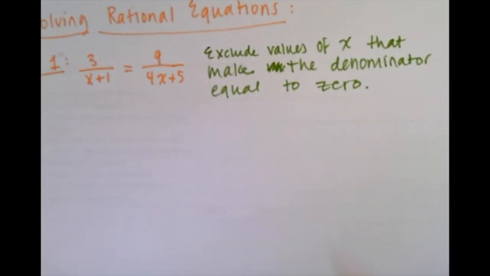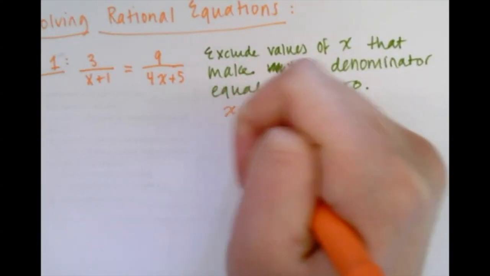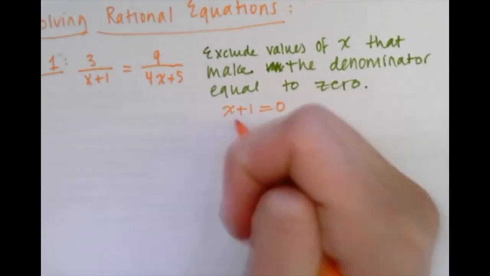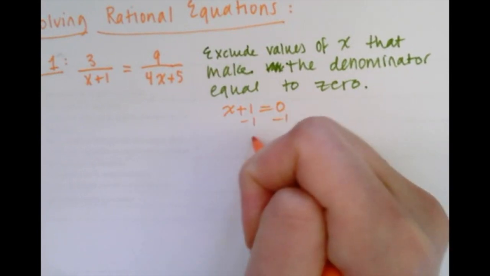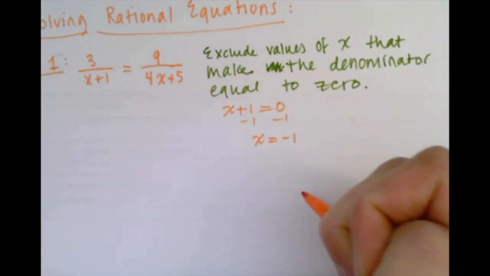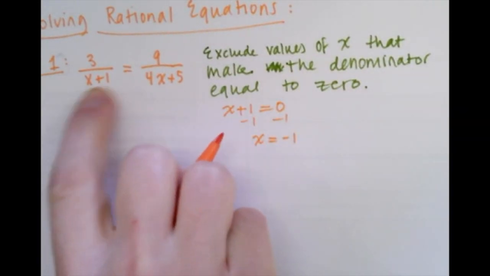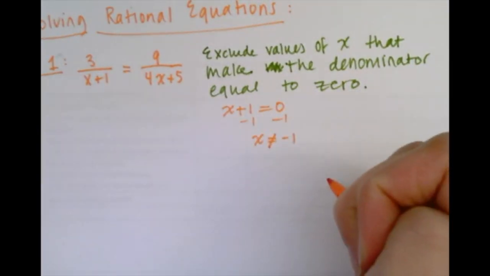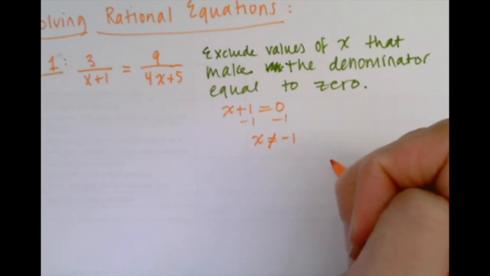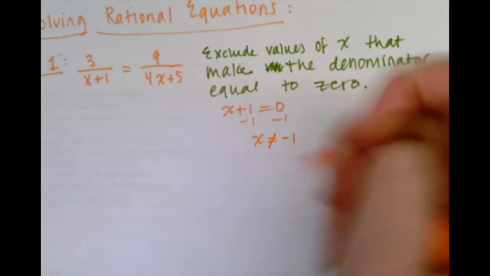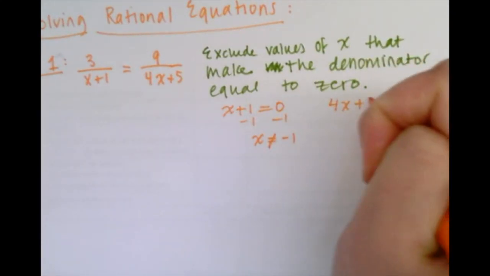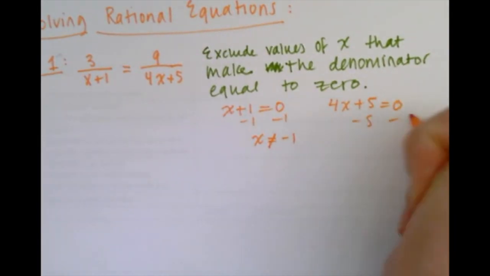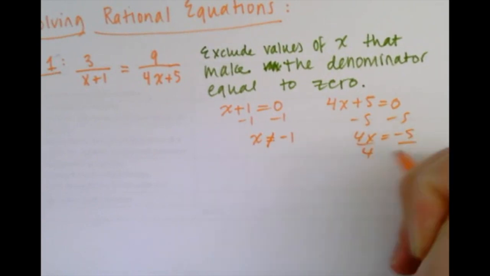So for example, with the x plus 1, if I set that equal to 0, then move the 1 over to the other side, I get x equals -1. If I plug in -1 here, this would make the denominator 0. So x cannot equal -1, because that's a value I want to exclude from being a solution. I'm going to do the same thing with 4x plus 5. If I set that equal to 0, subtract 5, and divide by 4, I get x equals -4/5.